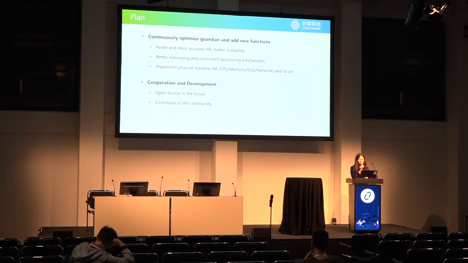The last one is our plan. We will continually optimize the Guardian and add new features. We want to optimize the Guardian, hope it can be faster and more accurate, with better HA and scalability, and a better management and concurrent processing mechanism, and implement physical machine HA through the CPU, memory, disk, and network, and so on.